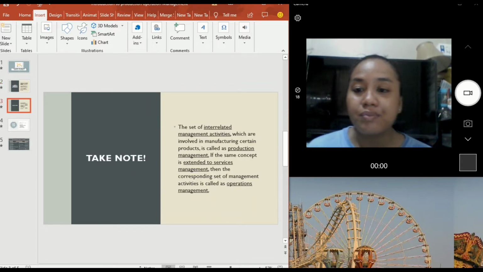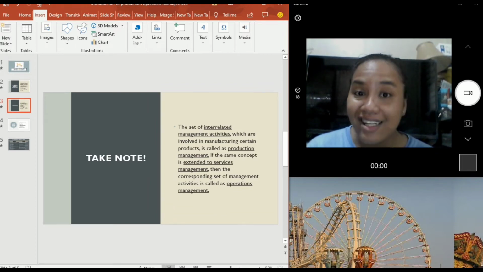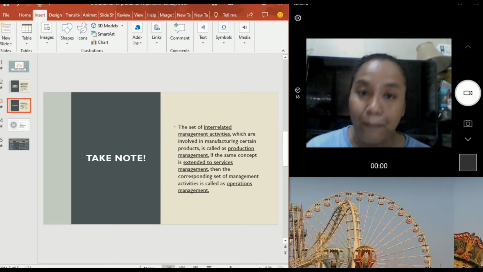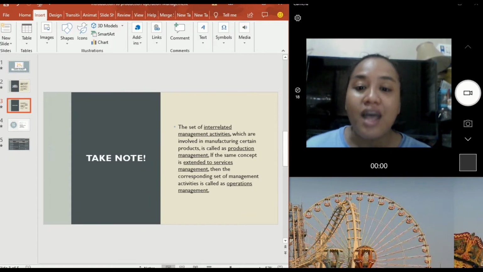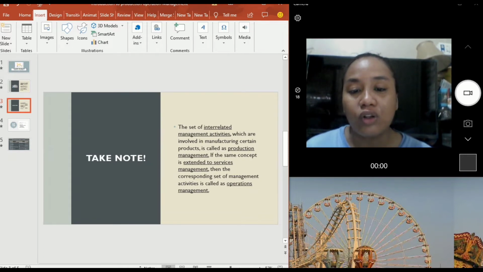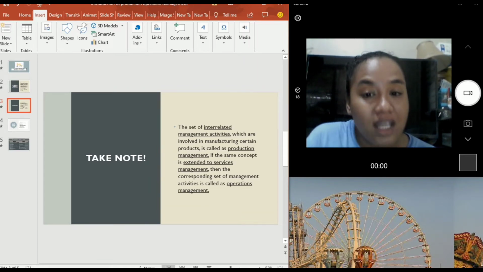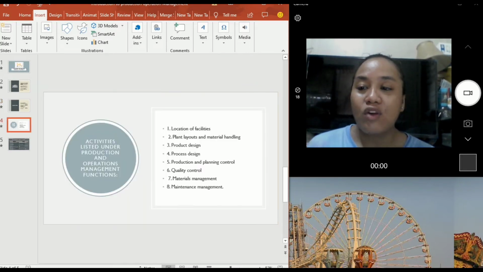For the third slide, we need also take note that production management is a set of interrelated management activities which are involved in manufacturing certain products. And if the same concept is extended to services management, then the corresponding set of management activities is called as operation management. Again, production management is a set of interrelated management activities.